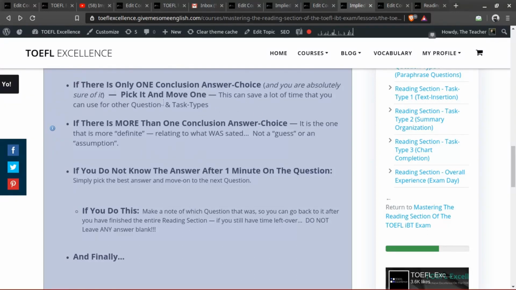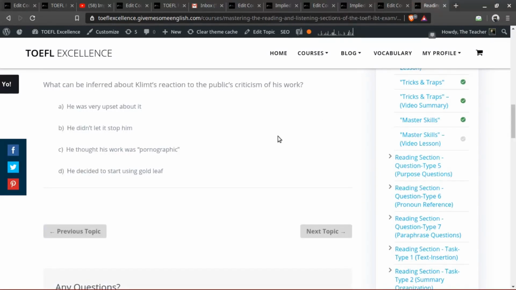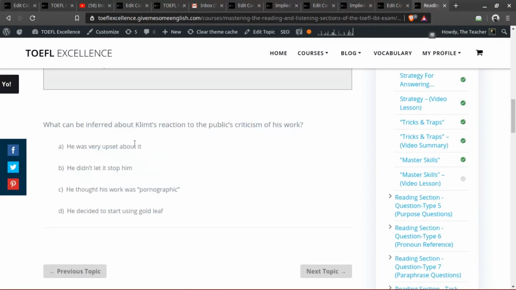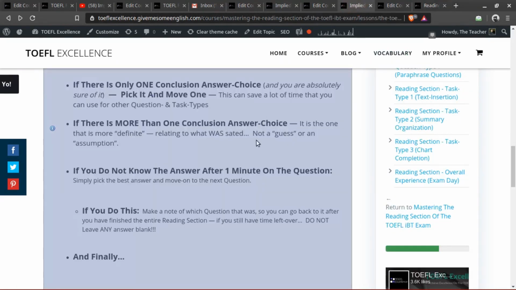If there is more than one, like we saw in this example here about Klimt, where we had the answer choice, he was very upset, and also the one, he didn't let it stop him. Now, those were two answer choices which are conclusions, but you remember that there is one that has to be the better of the two. So if there is more than one, it is the one which is more definite. It was related to what was stated, and it's not a guess. And I'll correct that spelling error in just a second. It's the one that's not a guess or an assumption.